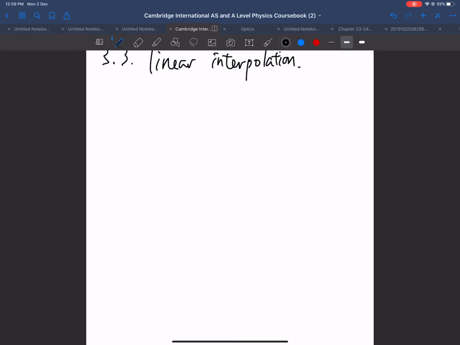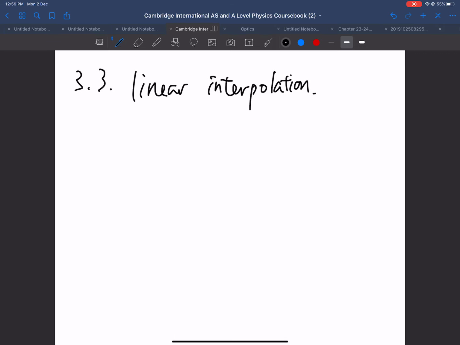Now let's talk about 3.3 first. It's linear interpolation. Actually, you have learned this concept in S1 already. Just like finding. But what do we mean here in this chapter? I'll just give you one example so you can understand this concept.